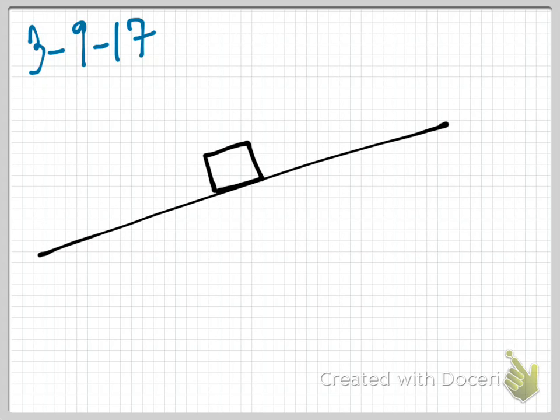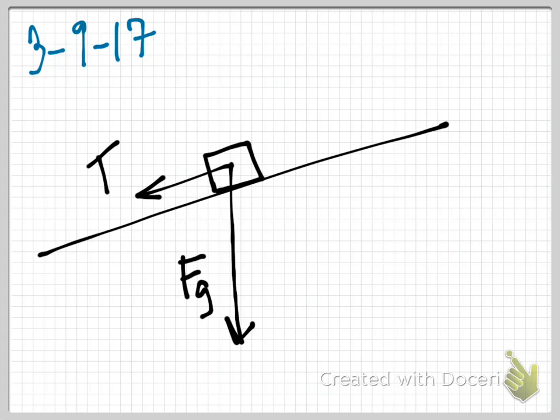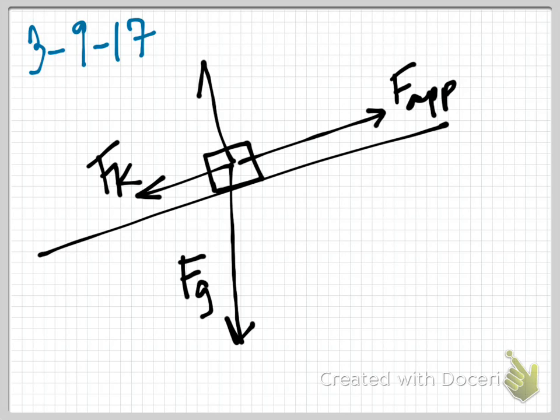Okay, so we have this object with multiple forces acting on it. As always, the first thing to do, as sad as it may seem, is to draw all the forces on the object. Force applied, of course we have a normal force. So that's always your first step.